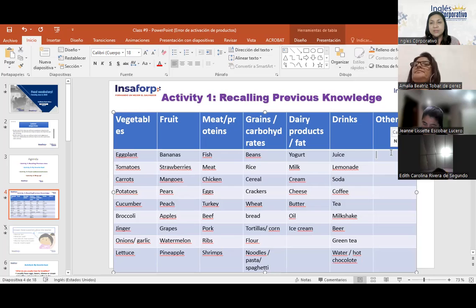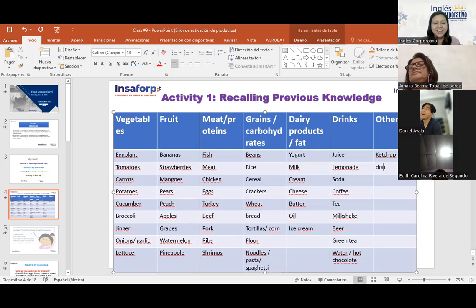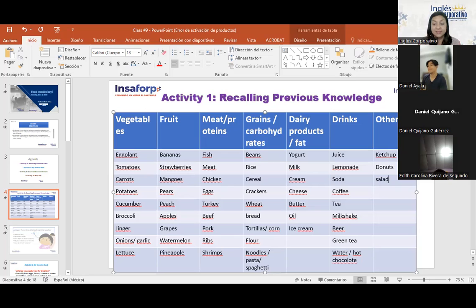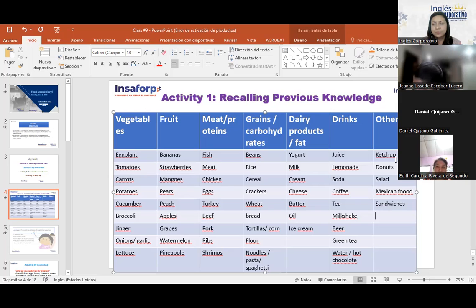Okay, what about others? In others, we can have, for example, ketchup. Donuts, carbohydrates, right? Mayonnaise. Salad. Mexican food. Type of food. Sandwiches. Pupusas, delicious. Salt, sugar. That's important too. And some spices.